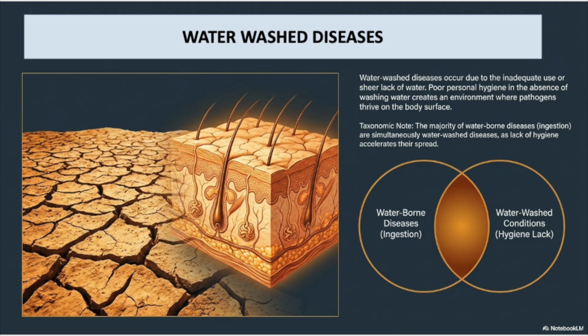Now let us move to water-washed diseases. These diseases occur due to the inadequate use or sheer lack of water. Poor personal hygiene, in the absence of washing water, creates an environment where pathogens thrive on the body surface. It is worth noting that the majority of waterborne diseases, which spread through ingestion, are simultaneously water-washed diseases, since lack of hygiene accelerates their spread.